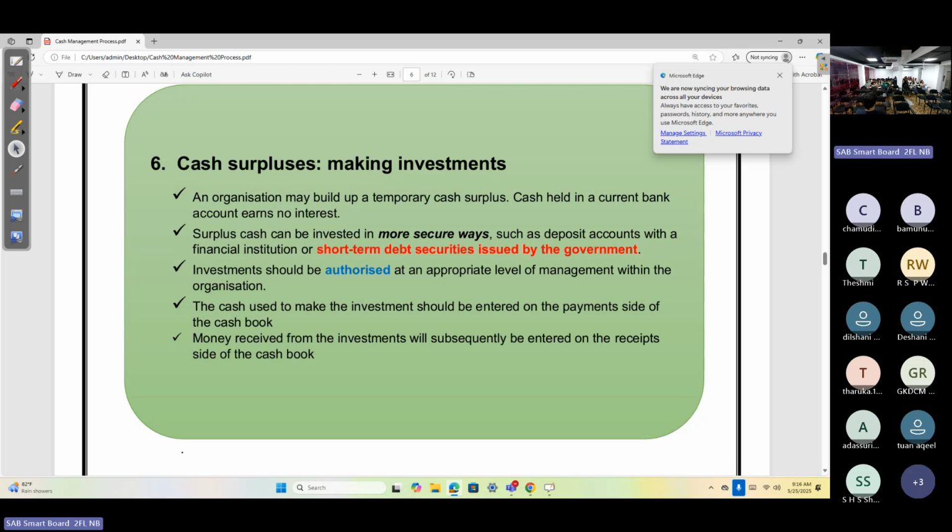So you know investments, joint investment, fixed deposit investments. Government debt securities mean treasury bills and bonds. That is risk-free.